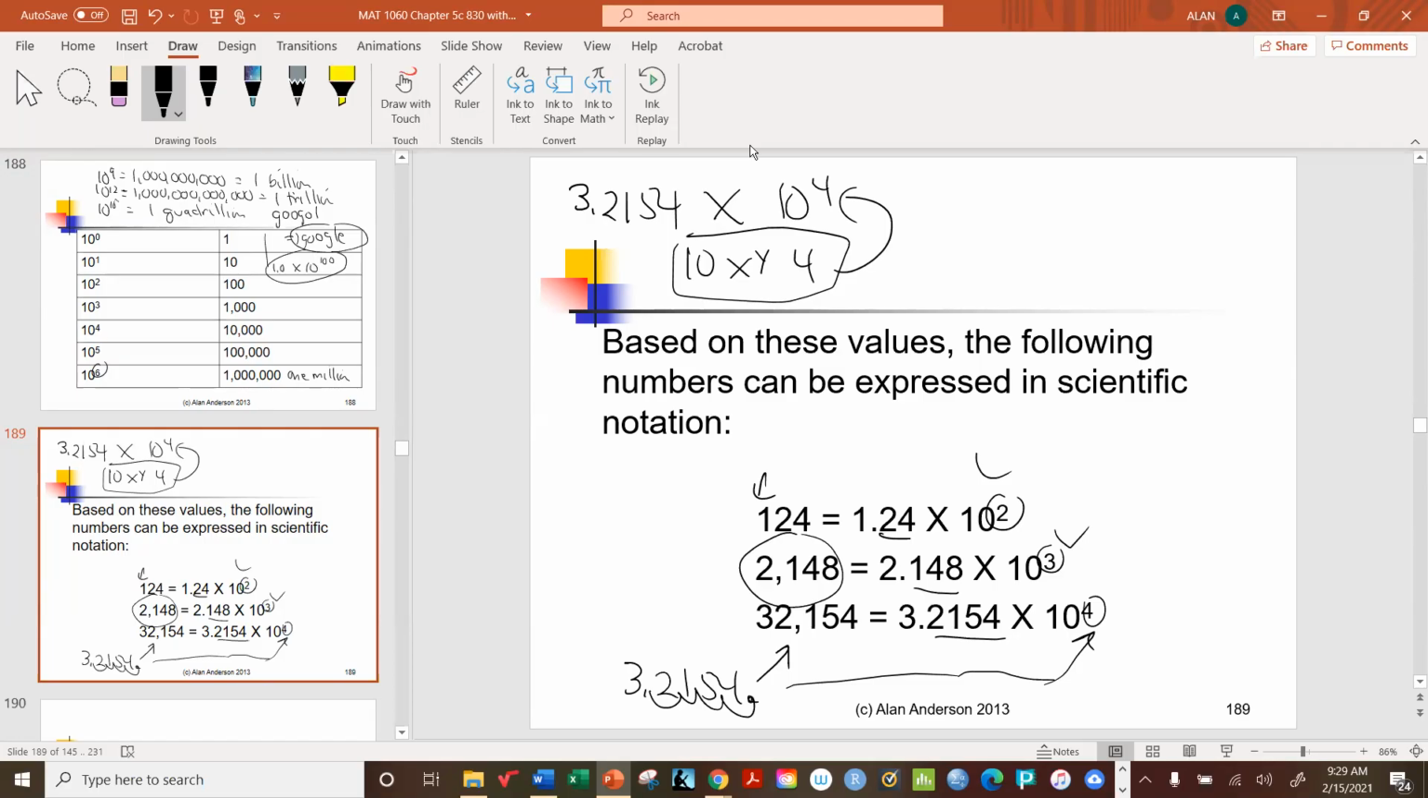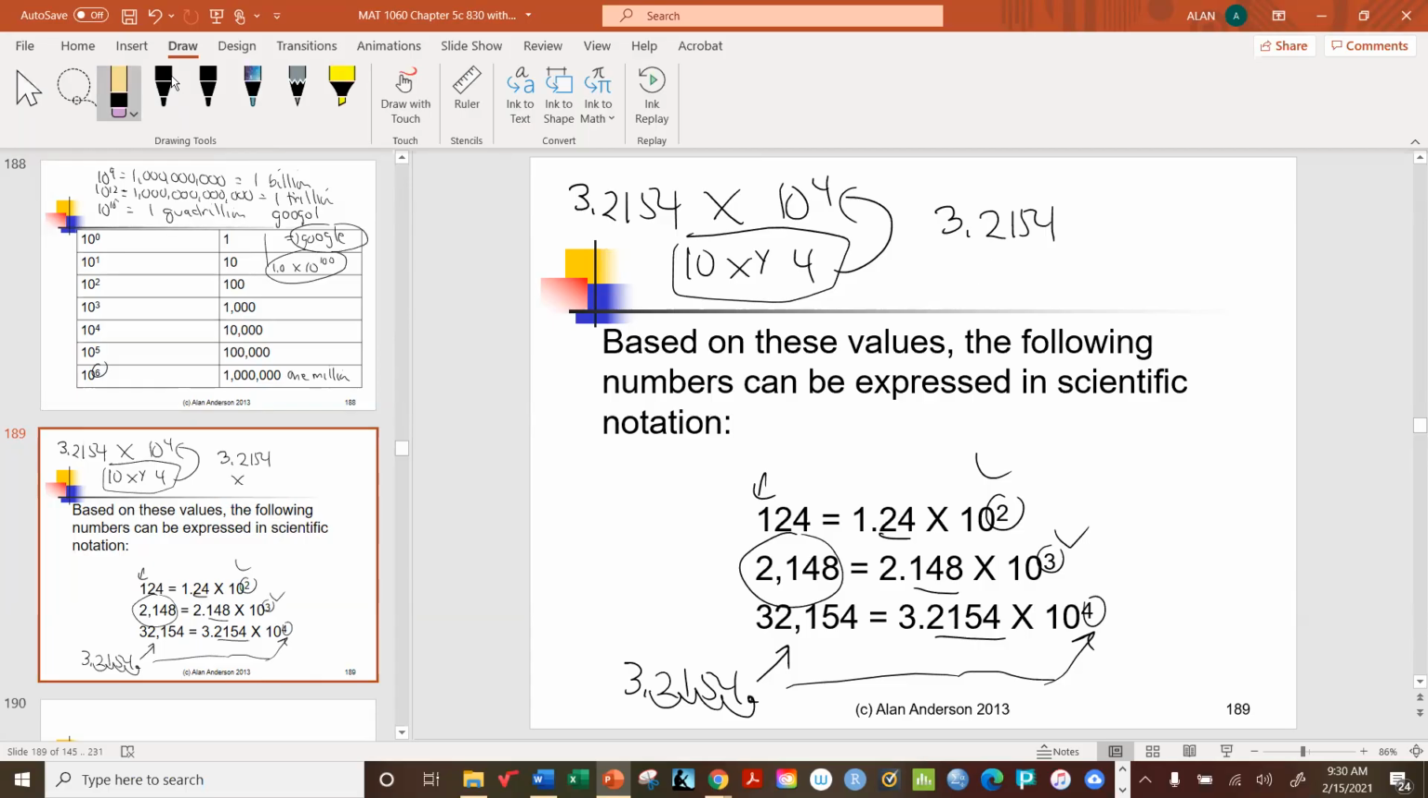Let me just double check this. Here we go. I'm going to check this out on my calculator. Hold on one second. I knew it. All right. Here's what you can do. In order to save yourself the time of typing 10 to the 4th power, you can do this. 3.2154 times. Oh, wait, no, you don't even need the times. Hold on one second. Instead of the times, here's what you're going to do.